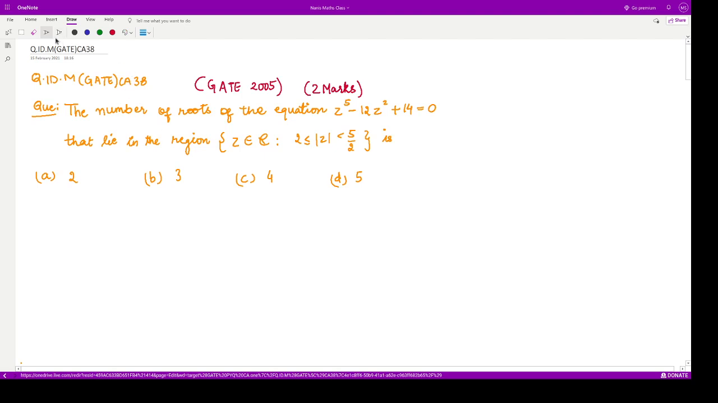In this video we shall take up a question from GATE 2005 consisting of 2 marks. The question says: the number of zeros of the equation z raised to power 5 minus 12 z square plus 14 is equal to 0 that lie in this particular region is which among these 4? So out of these 4, what is the number of zeros or roots of this particular equation?